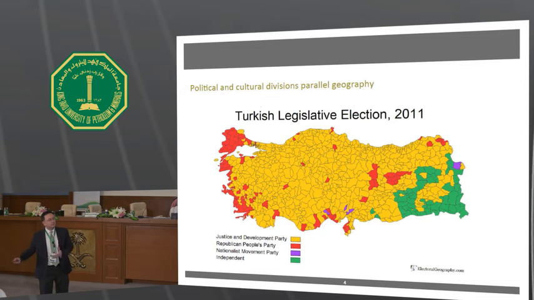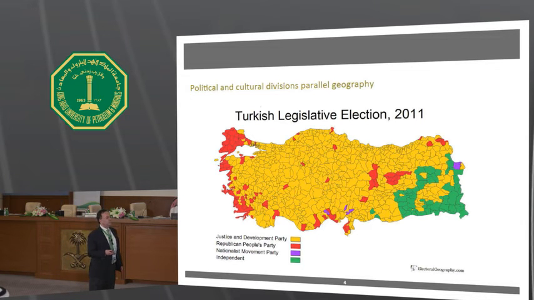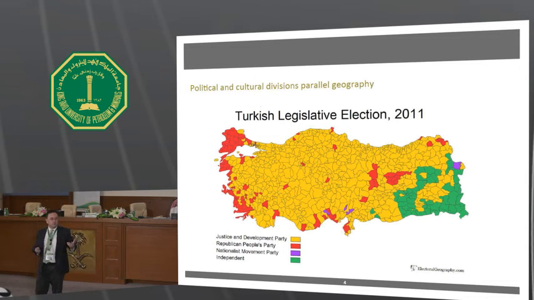So they are basically supporting again the Republican Party. On the other hand, the southeast area is heavily populated with the Kurdish people, and they are independent. So you can clearly see the political and cultural division in terms of the vote in Turkey.